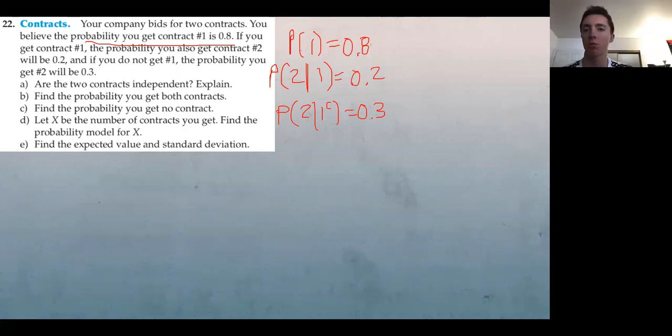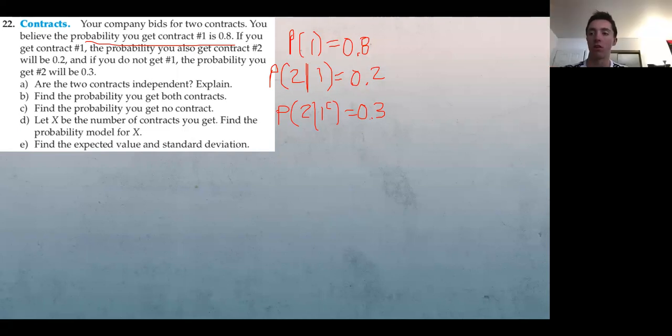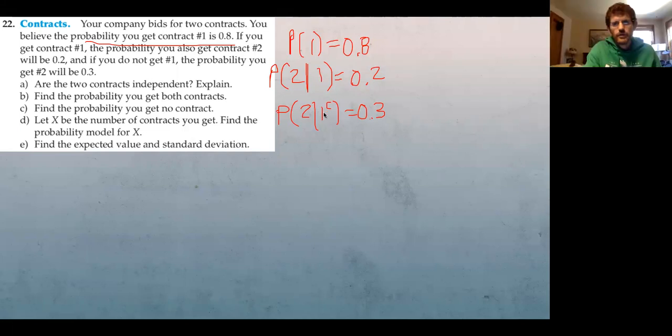Wouldn't they be independent though? Because if you don't get contract 1, the probability of getting contract 2 goes up. Well, you're talking about something that's important, but the conclusion we have is that whether we get 1 or don't get 1, that changes our probability, right? If these were independent, then the outcome of getting contract 1 would have no impact on getting contract 2. But because it does, and it changes the probability, we can say that they are not independent.